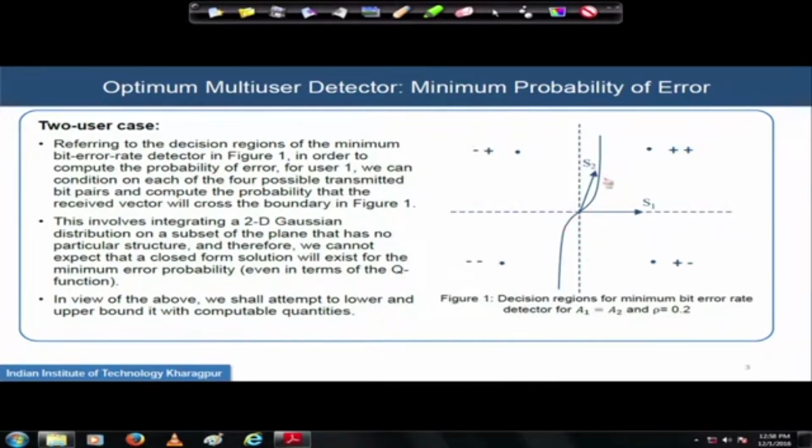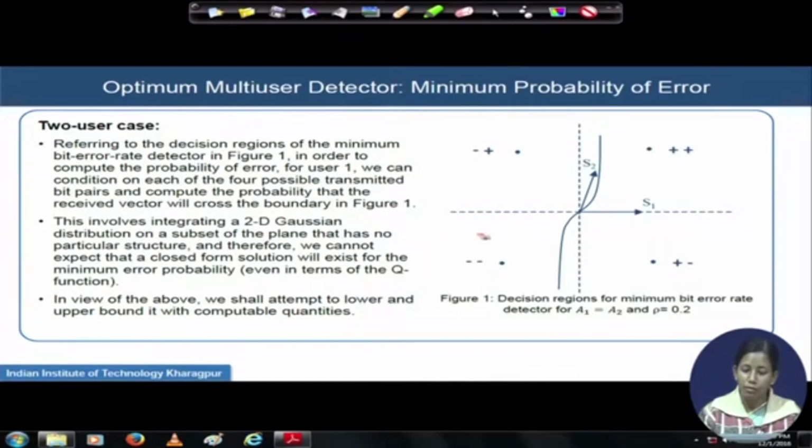Referring to the decision regions of the minimum error probability detector in this figure, in order to compute the error probability, it will be the same for user number 1. Fundamentally, we devise the conditions on each of the 4 possible transmitted bit pairs, and then compute the probability that the received vector will cross the boundary of this decision zone when the other pair is transmitted.